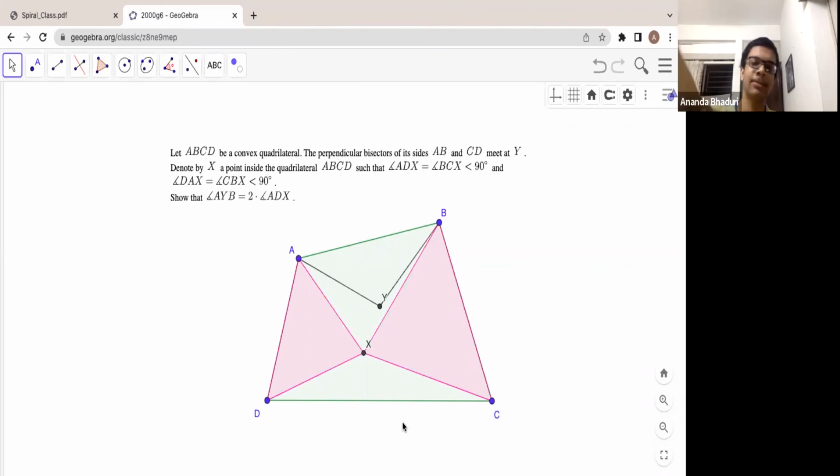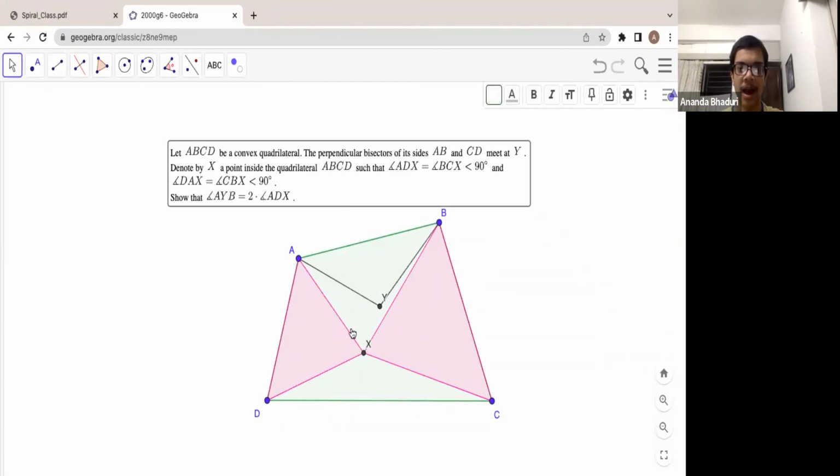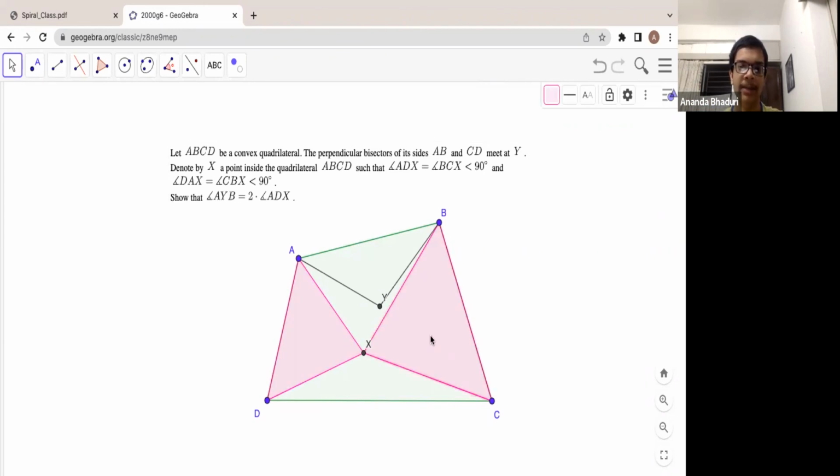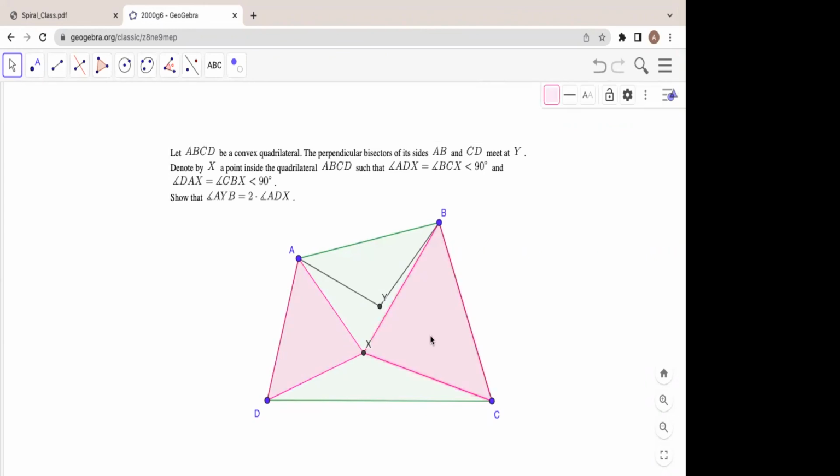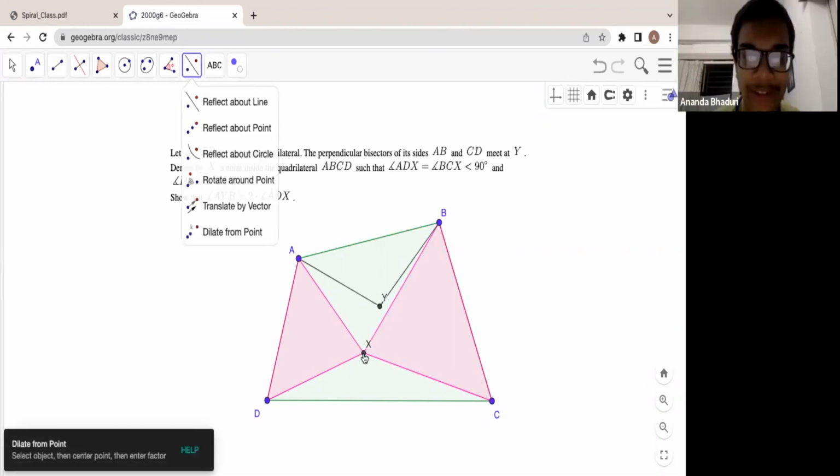So you know that there's a unique point X such that XAD is directly similar to XBC. This says that, except for some edge cases, the point X such that XAD is inversely similar to XBC is also unique. Now, since we have inversely similar triangles, we can't deal with this very nicely. So how do we convert inversely similar triangles to directly similar triangles? Maybe reflect. Yeah, reflect, exactly.